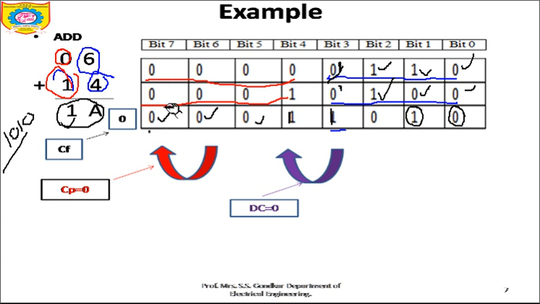We got the result as 0. So here we are not getting any carry, so here your carry flag will be set. Okay. So this was about the carry flag. We are not getting any carry in our result.